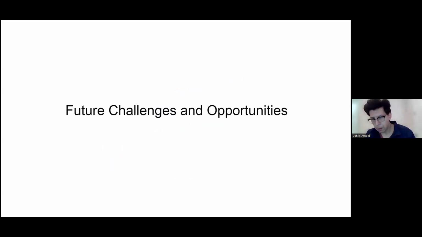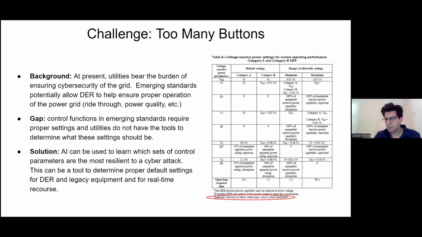All right, so I'll briefly get into what I consider one of the biggest challenges facing utility operators moving forward, and perhaps some research that could be used to help the situation here. In my opinion, there is just an explosion in the number of buttons that an operator can press nowadays.